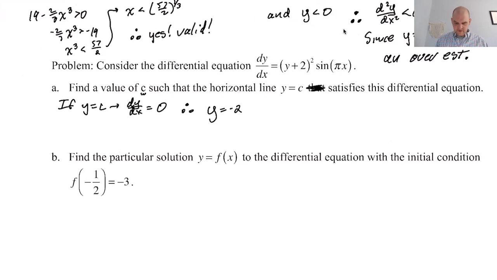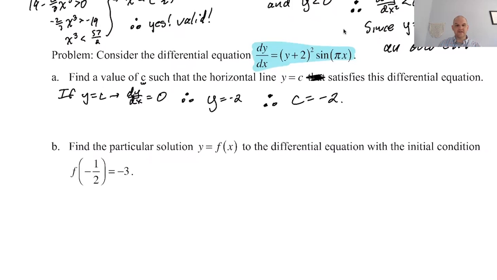Because if y equals -2, look at your differential equation: dy/dx equals 0 times sine of pi x. Now, there are values of x that will make the derivative equal 0, but that's not the question here. The question is, what horizontal line, y equals c, makes it equal 0. So therefore, c equals -2. This is my thought process: I'm looking for the slope equals 0. Either y is equal to -2 or sine of pi x equals 0, which is all the integers, but specifically we wanted y to equal -2.